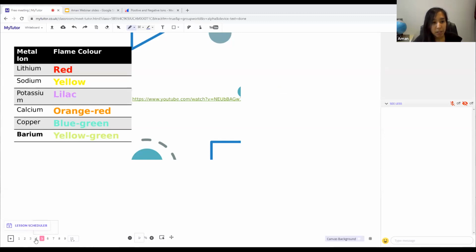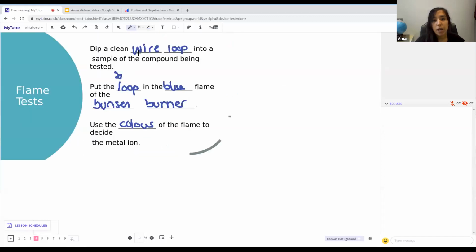Okay, someone's asked me to go back to the previous slide. Yep, so there's the previous slide. That was about how we did the flame test. So hopefully you saw she had a wire loop. She put the sample onto that wire loop and then put it into the blue flame of the Bunsen burner. And then we looked at the color of the flame produced. Any questions on that at all? So that's our first test for positive ions that we need to know about. If you've got any questions, just pop them into the chat box or the Q&A.